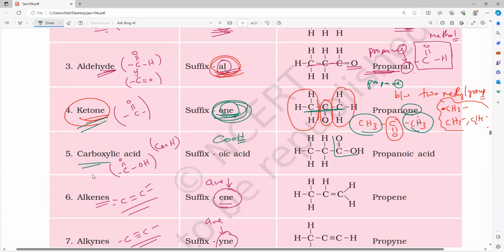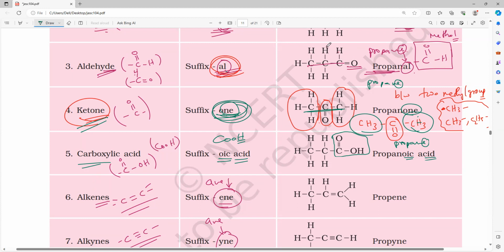Next, carboxylic acid, COOH. You can see that: C double bond O, single bond OH, or COOH. The suffix is OIC acid. Oic acid, you should add it. So this name is propane. Instead of E, I am adding oic acid. That's all it is. So these are the suffixes.